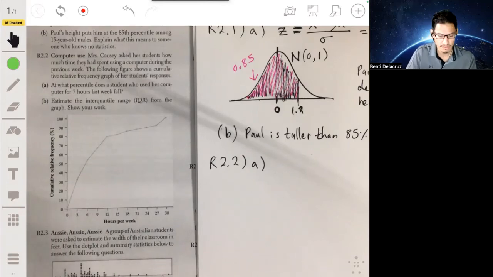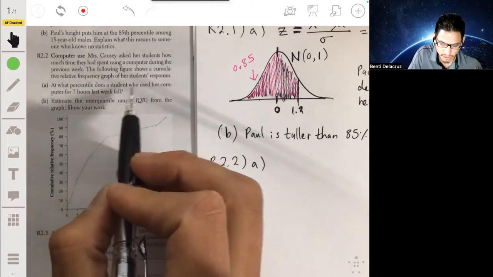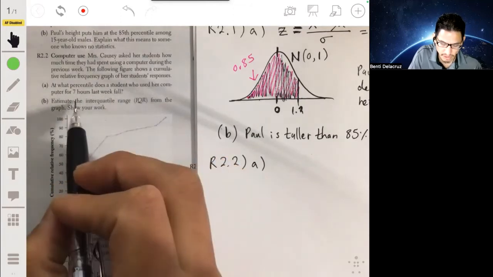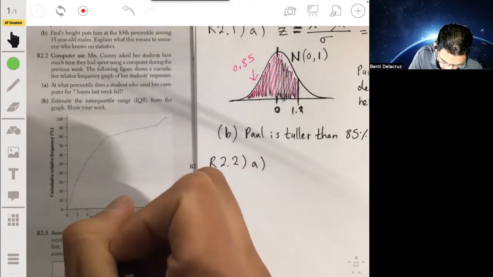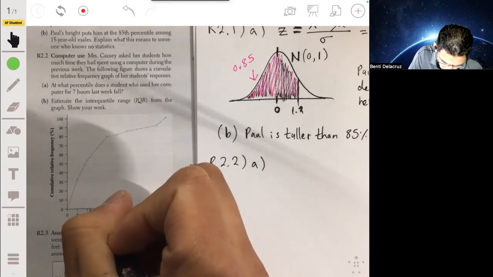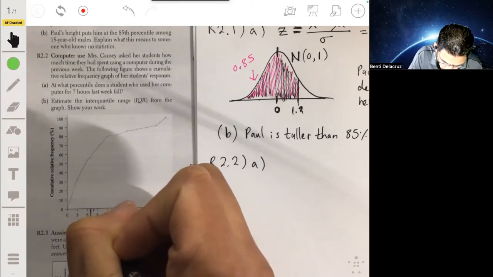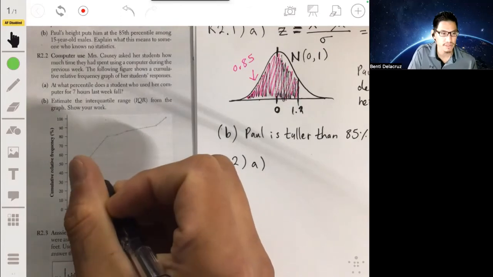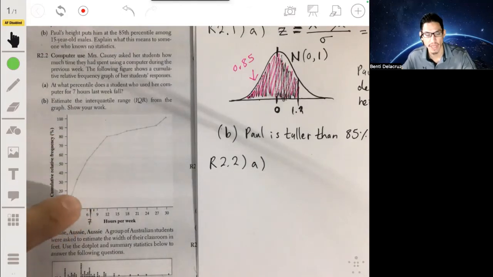So let's show exactly what we mean for part A. Someone who used her computer for 7 hours last week: this shows the hours per week. We're looking at a value 1/3 between 6 and 9. That'll be 7, that'll be 8. 7 will be right about there. And you want to see where this would intersect the graph. To be precise, you want to draw a perpendicular line as accurately as you can.